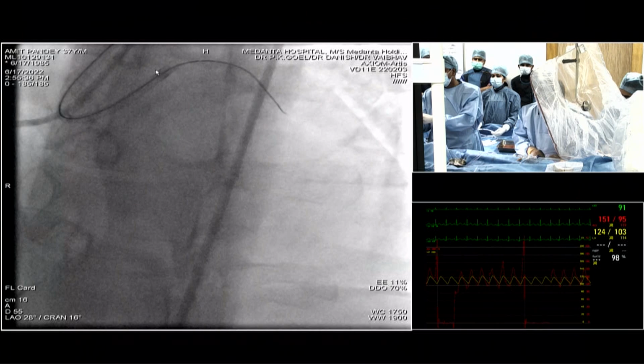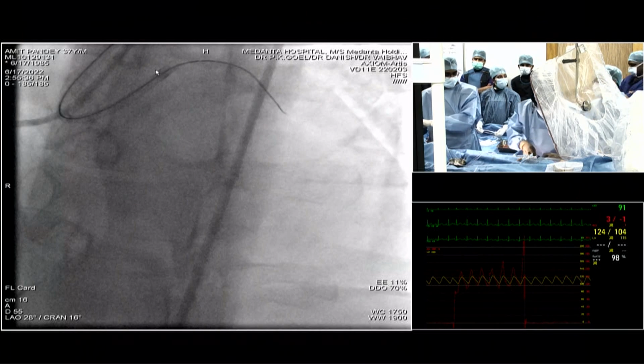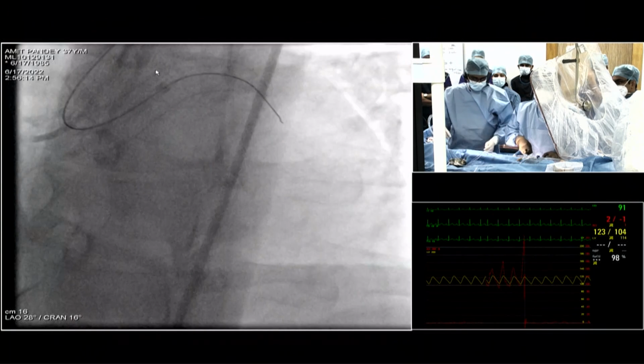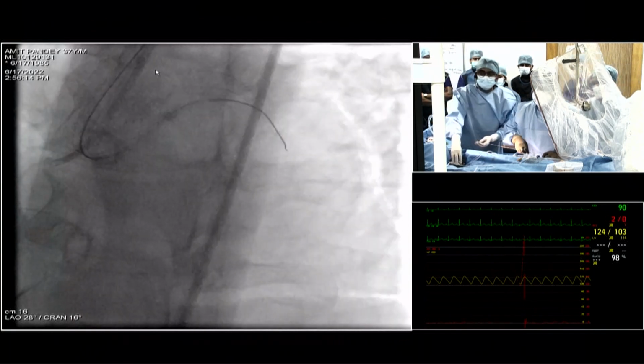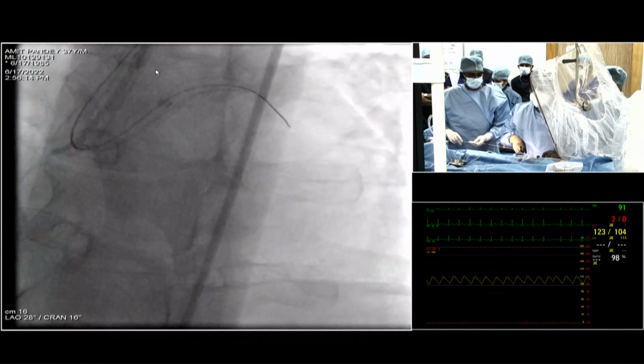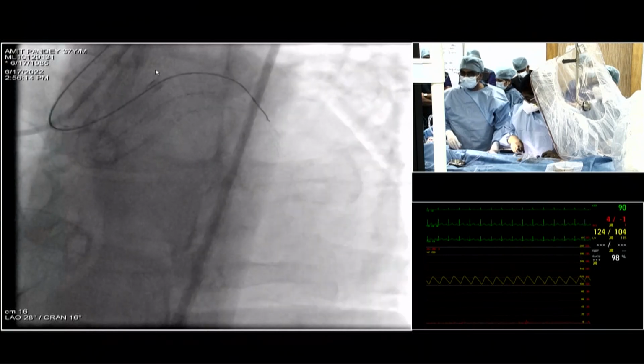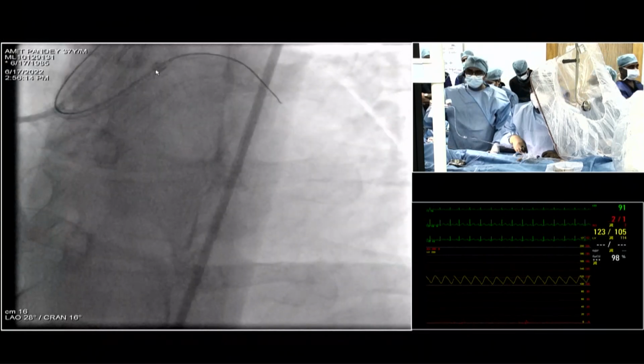Dr. Goel, Dr. Dal wants to see a caudal view. Yeah, I also suggest taking a caudal view. Just a sec, let me get the dual lumen in first. Sure, then I'll show you.